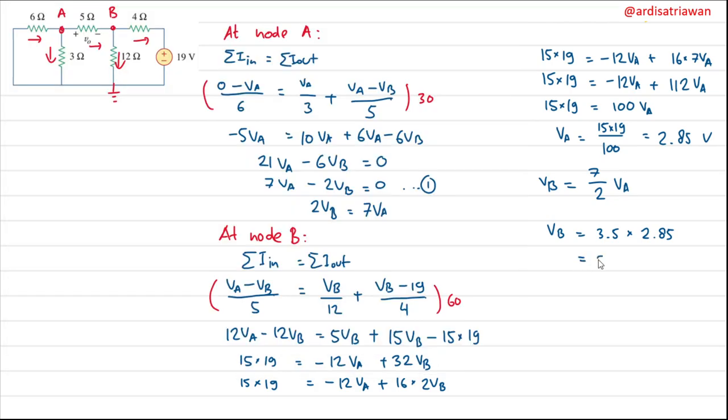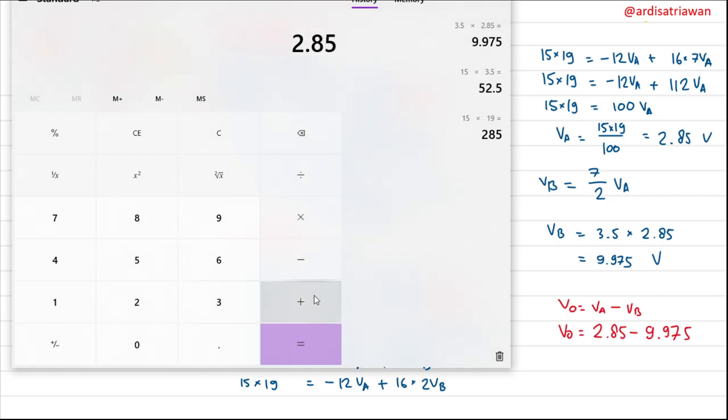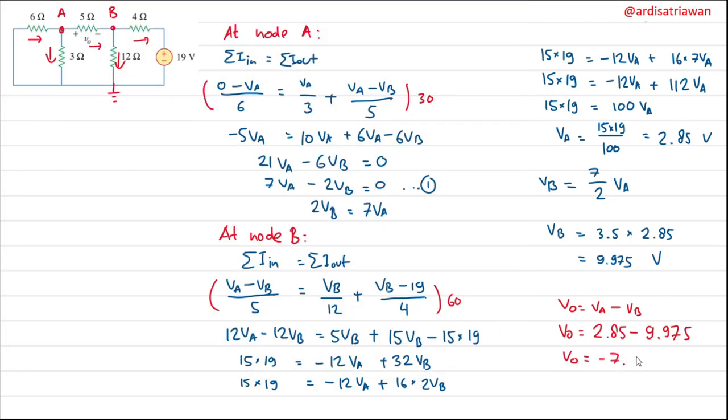I will have 9.975. Okay. And so I will have V0, which is the difference between VA and VB. We can just remember it's 9, and this is V0 from the circuit. Name this as V double prime.